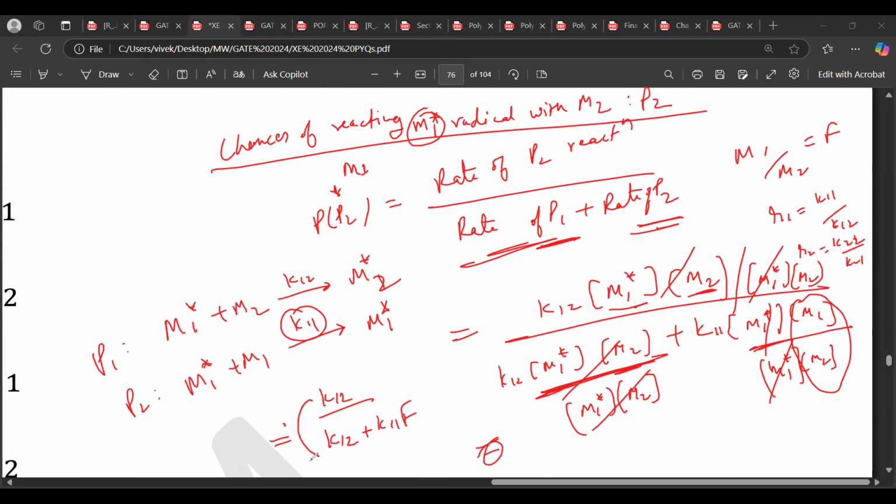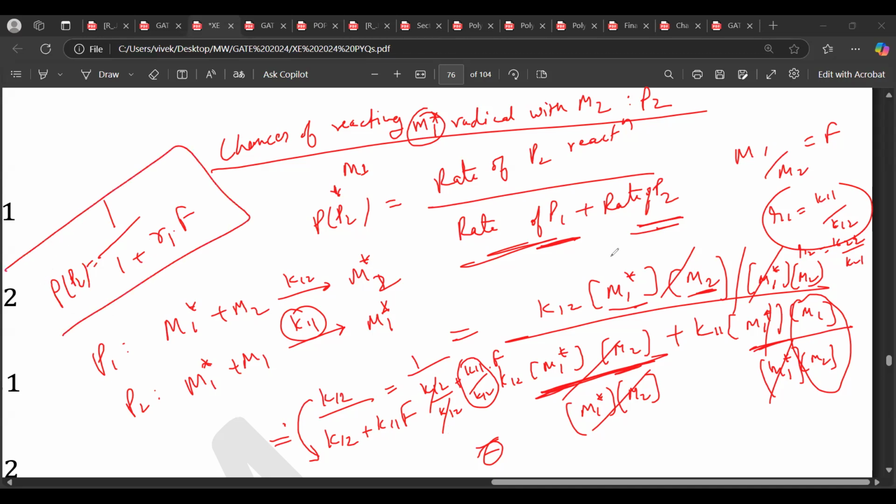So I transfer this to this side. Same idea. So 1 divided by K12 by K12, right? And plus K11 by K12 into F. And you see K12 by K12 is 1. So our final answer is 1 divided by 1 plus K11 by K12 is R1, so R1 into F. And that is our probability of P2.